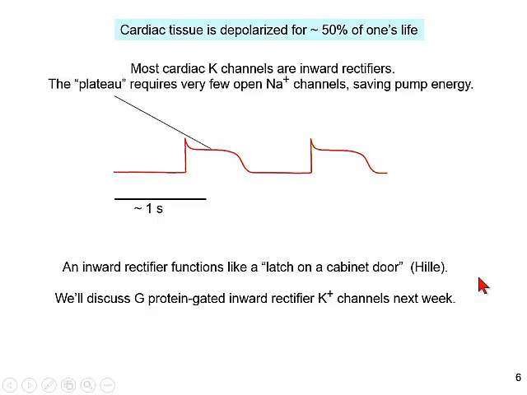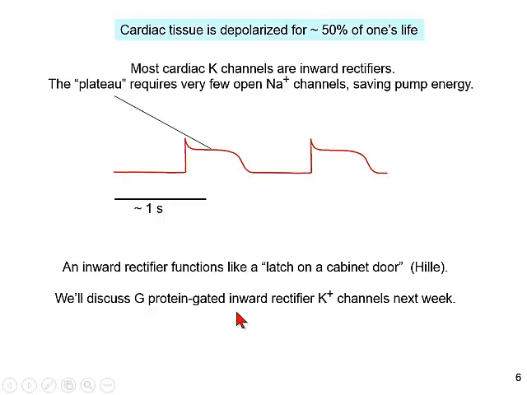So, Hille, who wrote a very nice book on ion channels and was here about a month ago when we had our symposium, says that an inward rectifier functions like a latch on a cabinet door. So a latch on a door takes a great deal of effort to open, but once it's open, it swings freely. So depolarizing a cell that has lots of inward rectifier potassium channels is analogous. It takes a lot of energy when the cell is at its resting potential, but very little after that.